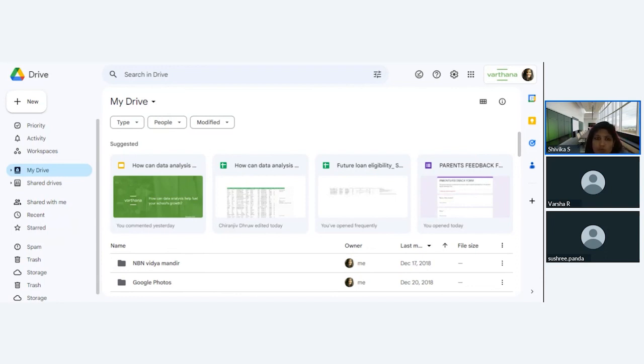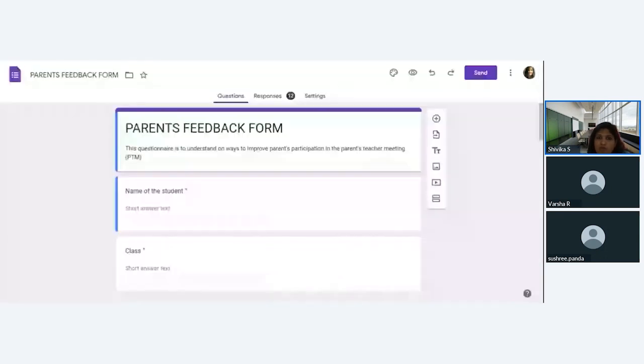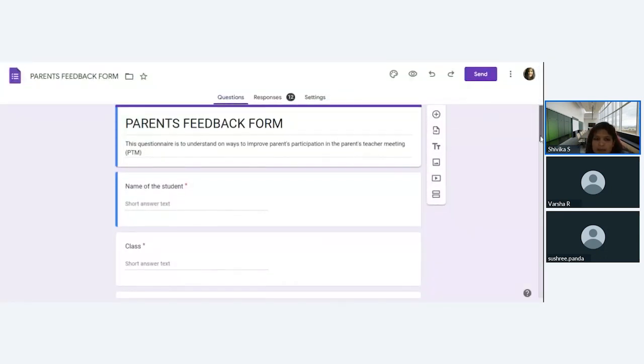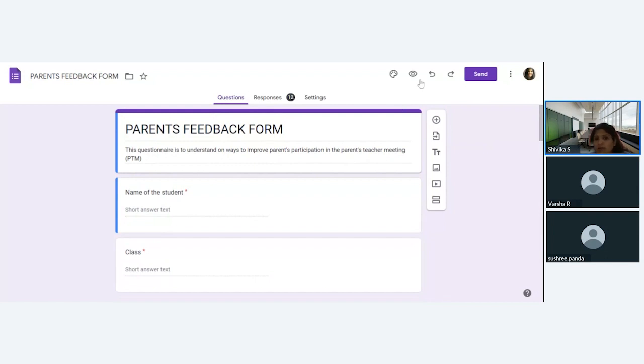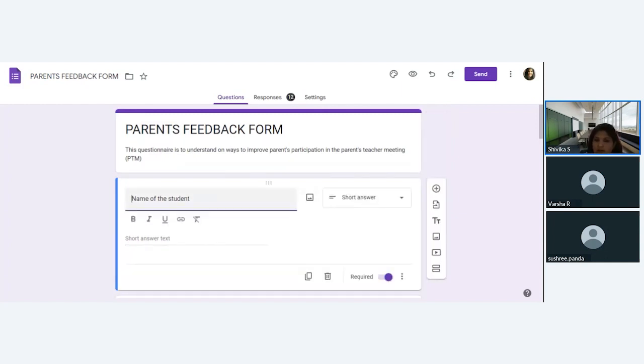Now I'm going to show you one example of a Google Form which we have created. This is just a sample, to collect parents' feedback. So as a school, I'm doing a survey, and I want to understand the parents' feedback. This questionnaire is to understand the improvement in parents' participation. I have done a survey earlier and gathered some data. Now I'm doing the survey again as a school leader to see what improvement has happened after the intervention which I have planned.